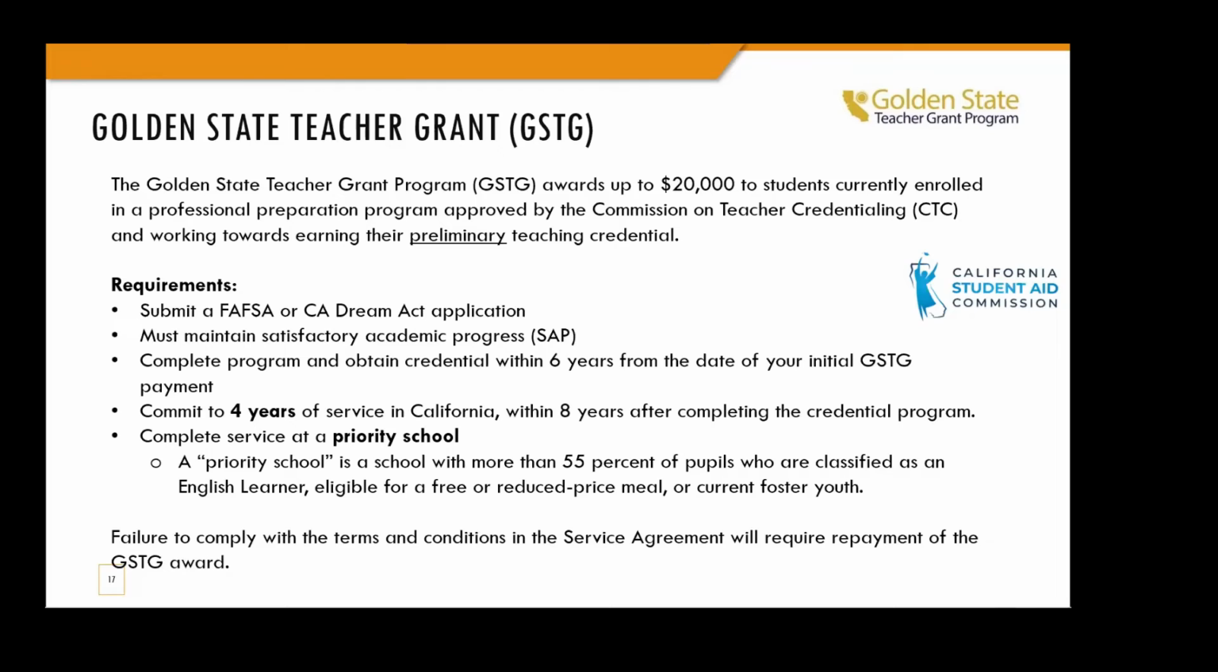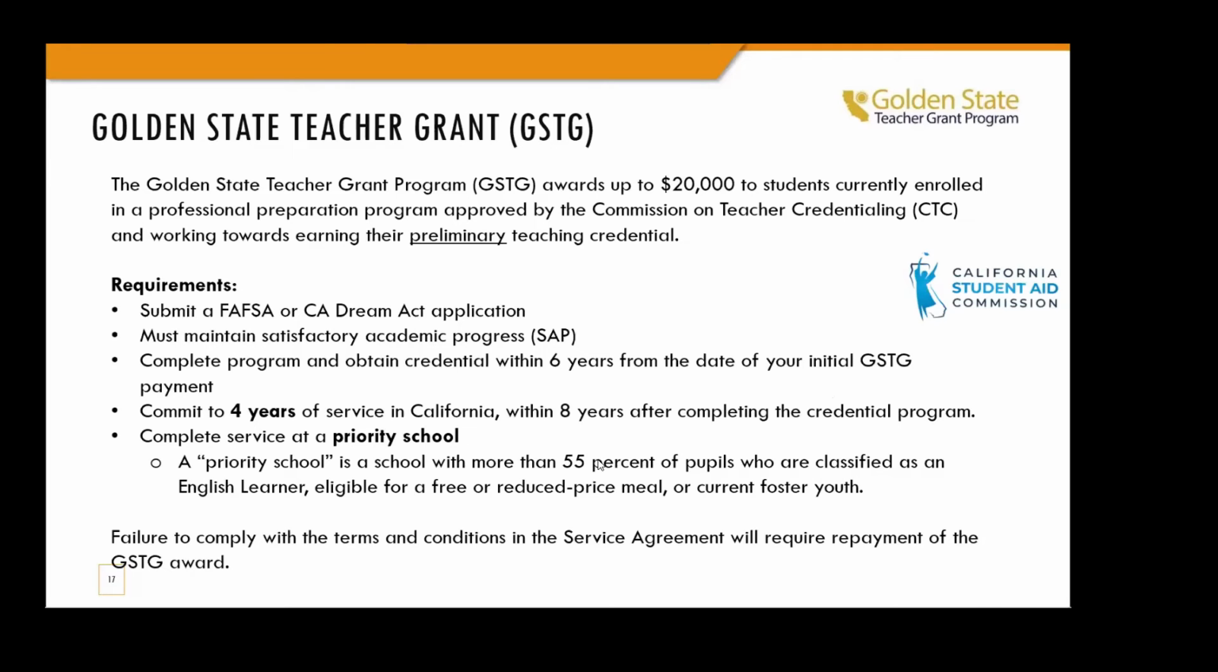So you could have completed a prior preliminary. As long as you're still doing a preliminary teaching credential, you can apply for a Golden State Teacher Grant. And as long as you haven't received the maximum of $20,000, then you can continue to receive, as long as you're in a preliminary program, up to this payment. So what are the requirements? Again, you have to submit your FAFSA or a California DREAM Act application. You must maintain satisfactory academic progress. You must complete your program and obtain the credential within 6 years from the date of your initial GSTG payment.